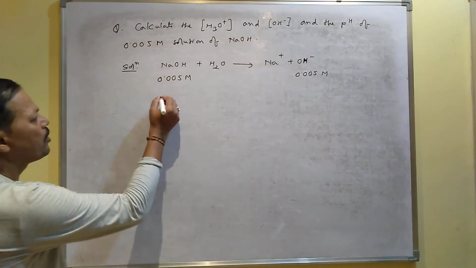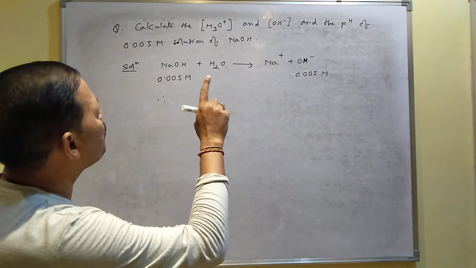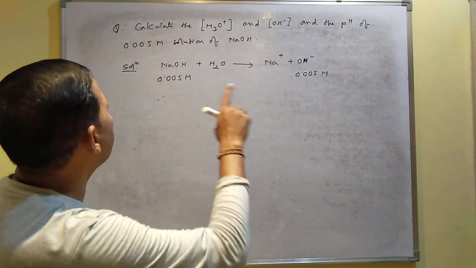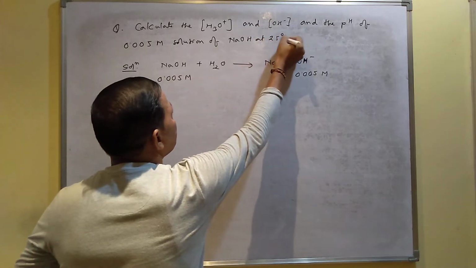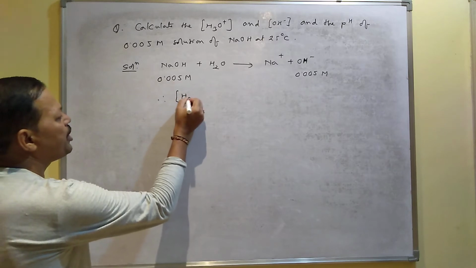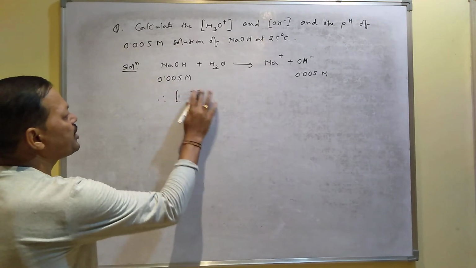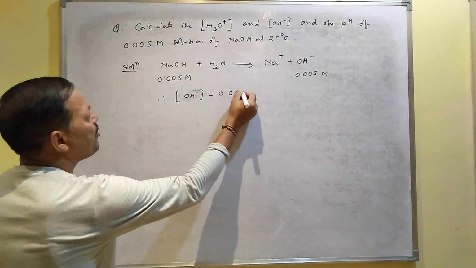I mean you have got this question, one thing I forgot to give: calculate the hydronium and OH minus ion and the pH of the solution of sodium hydroxide at 25 degrees Celsius. This should be given. Okay, therefore the concentration of OH minus ion is equal to 0.005 molar.